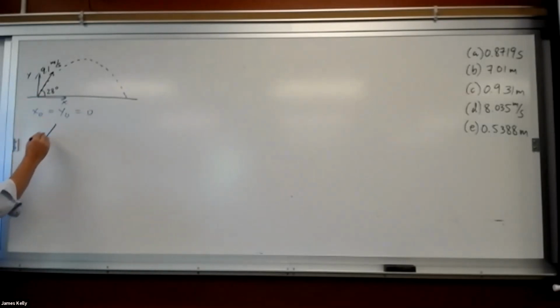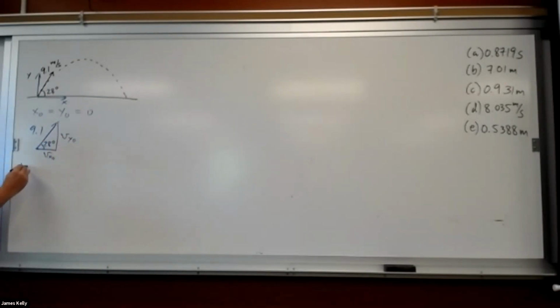In other words, here's a vector whose length is 9.1. That's the initial velocity vector. By definition, the x and y components mean, in going from tail to tip, how far do I move along x? That's vx0. And how far do I move along y to get to the tip? That's vy0. And so this hypotenuse is length 9.1. This angle is 28 degrees.